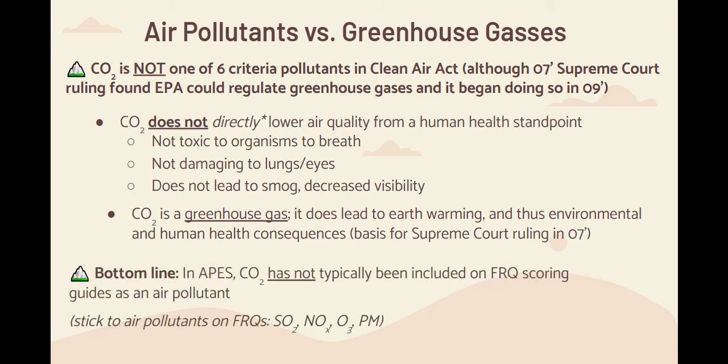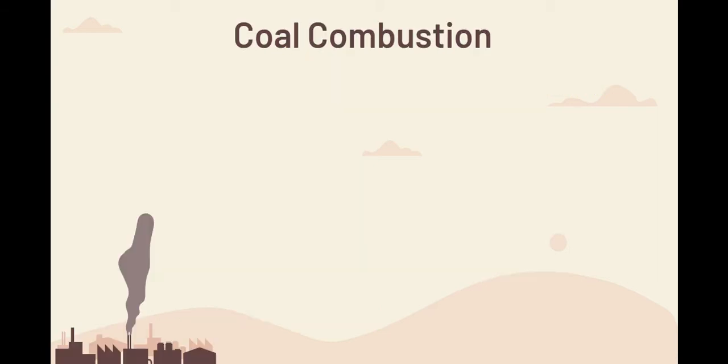Bottom line, in APES, if you're asked about an air pollutant, it's not asking about CO2. Stick to the air pollutants on FRQs, which are sulfur dioxide, nitrous oxides, ozone, and particulate matter. Talk about those if it asks about air pollutants.